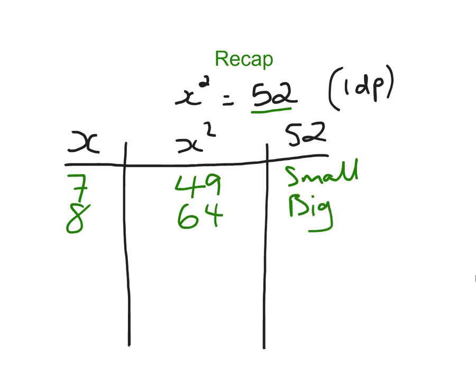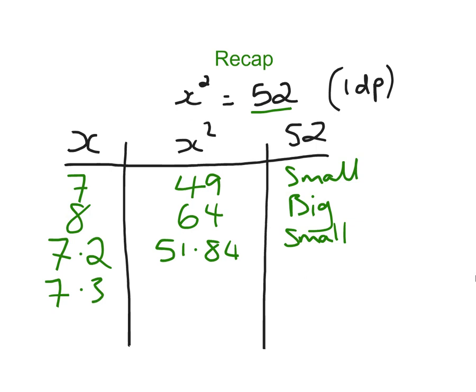Now it's up to you whether you look at this and say, okay, halfway between 7 and 8 is 7.5, but what you could see is that actually 52 is closer to 49 than it is to 64, and you could go with a number like 7.2. I'm going to do that just to see how far off we are. So I'm going to do 7.2 and square it, and my answer is 51.84. Now this is slightly too small, so I'm now going to move it up slightly until it becomes too big. So let's have a look.